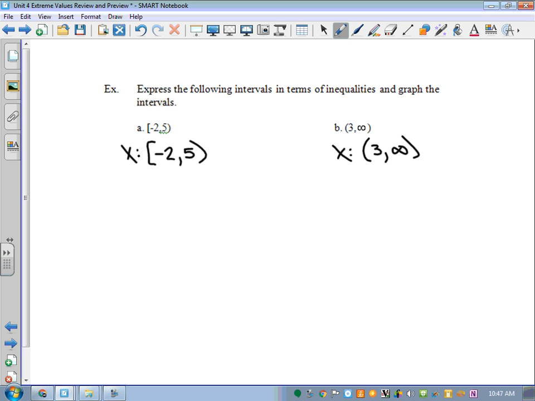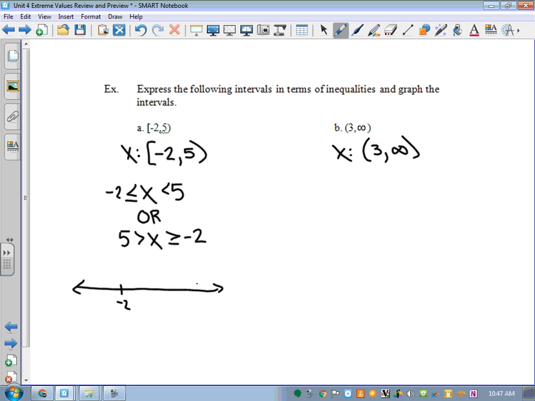In terms of inequalities, this would be that x is greater than or equal to -2 and less than 5. I do want to point out that this is also acceptable: if you said that x is less than 5 and greater than or equal to -2, those are saying the same thing, which is part of why inequalities are, in my opinion, a little bit worse than interval notation. If I put that on a number line, -2 would be down here, +5 would be somewhere on there. We would have an open dot on +5 and a closed dot on -2, and then we could shade everything in between those values.